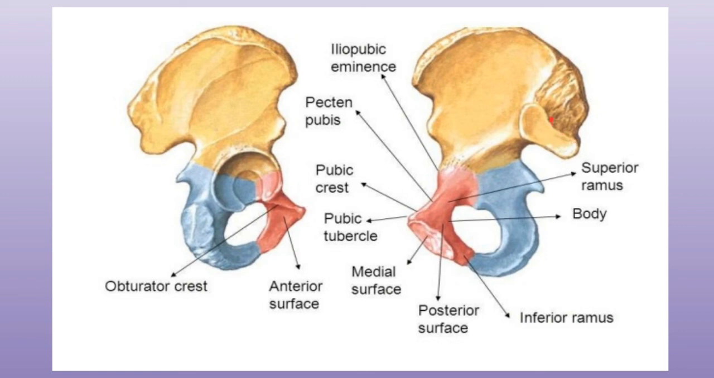Now this is the auricular surface. It forms the sacroiliac joint by articulating with the sacral bone, and of course it will have the ventral sacroiliac ligament. Now the pelvic surface gives attachment to the piriformis and the obturator internus muscle. So this was all about the ilium.